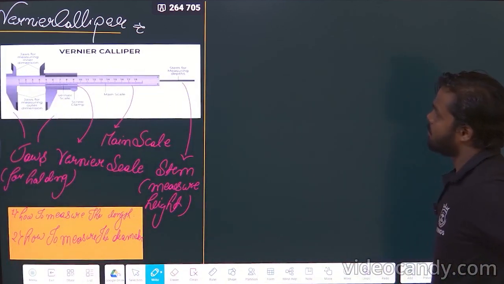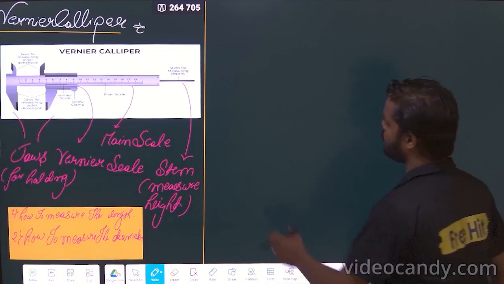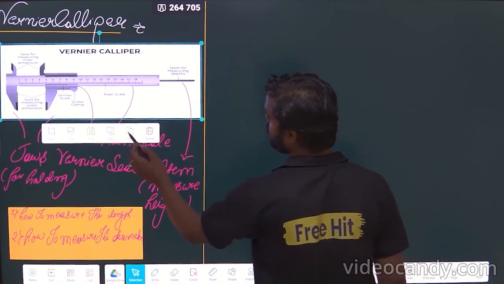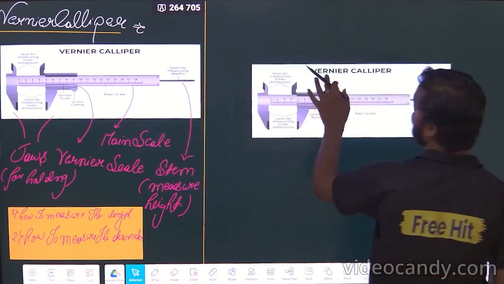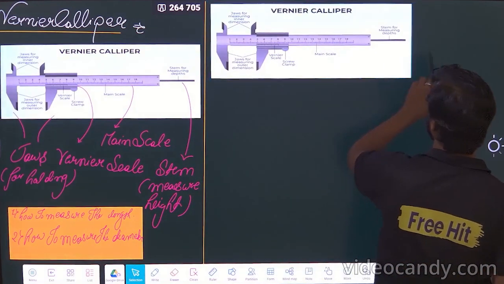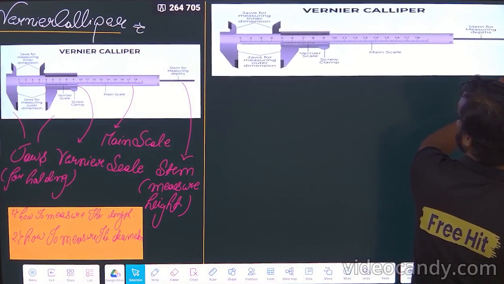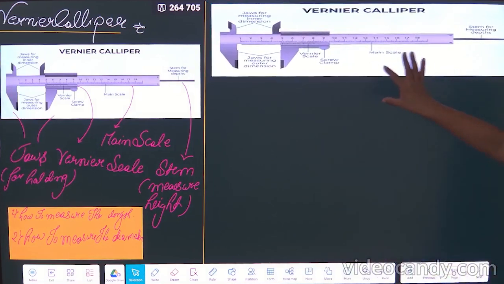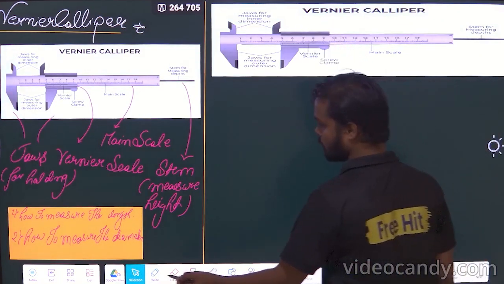See, if you look at this image clearly, I will just copy this image once. Let me copy this. See, if you see this image clearly, what you can see, let me zoom in for you.